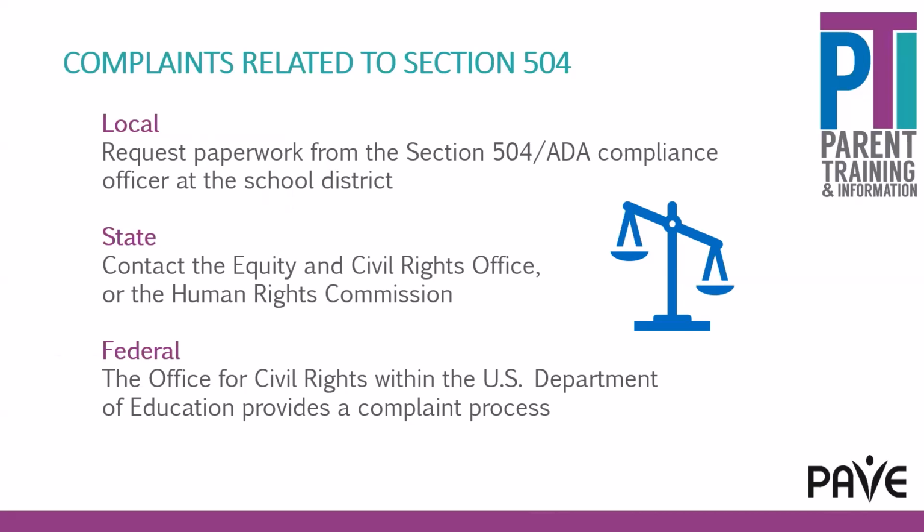State-level complaints can be filed with the Equity and Civil Rights Office or the Human Rights Commission. At the federal level, complaints are managed by the U.S. Department of Education's Office for Civil Rights, OCR. The federal office makes clear that civil rights complaints may include intersecting topics. For example, a complaint might include a claim of disability discrimination and racism, or discrimination related to a person's sexual orientation or gender.